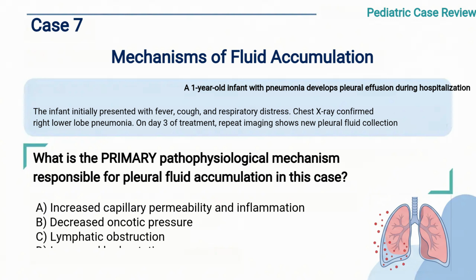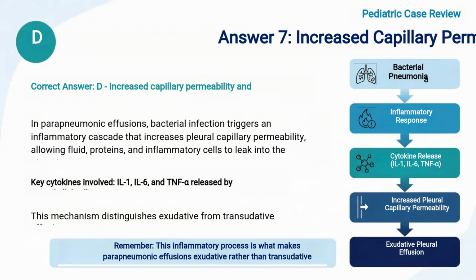Option A, increased capillary permeability and inflammation. Option B, decreased oncotic pressure. Option C, lymphatic obstruction. Option D, increased hydrostatic pressure. The correct answer is option A, increased capillary permeability and inflammation.